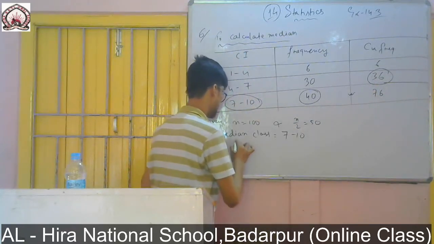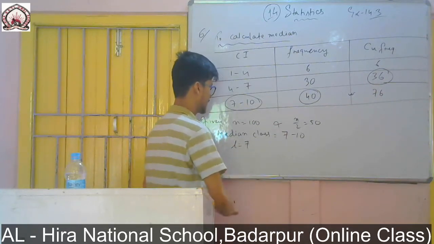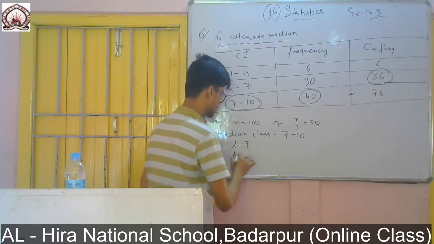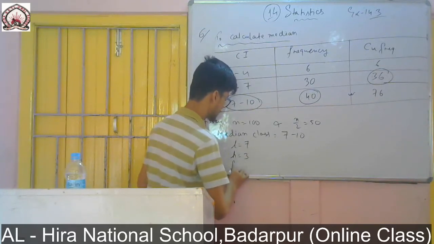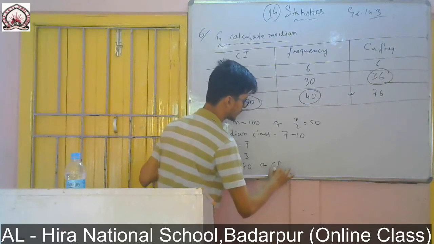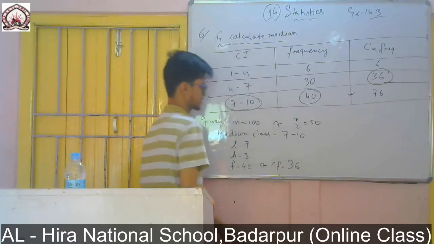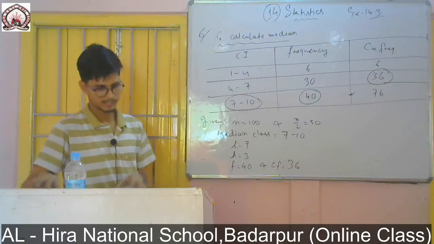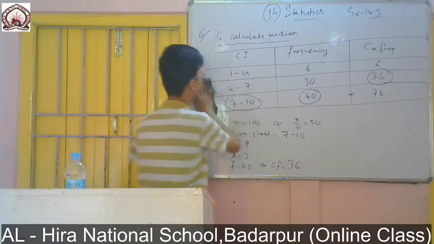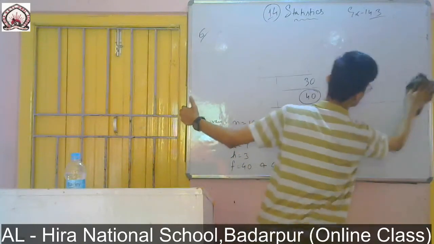So the lower limit L equals 7, the height h equals 3, the frequency f equals 40, and the cumulative frequency CF equals 36. Now we have the data, so we can easily calculate the median. We know the formula; we'll put these values in the formula and get the answer.